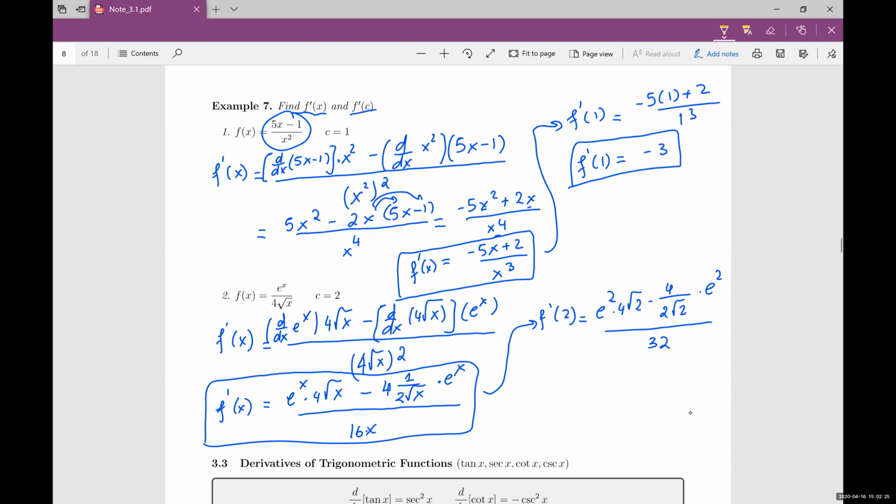That should be good. You can use a calculator to evaluate this and do these computations. You can simplify a little further, but again, it's fine to leave it this way.